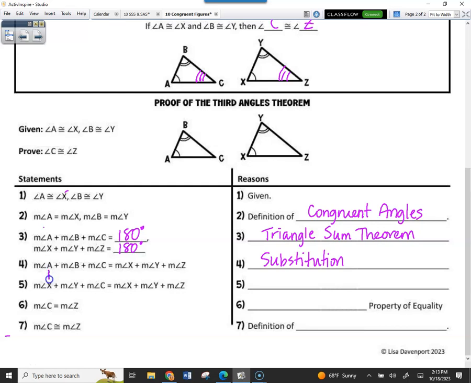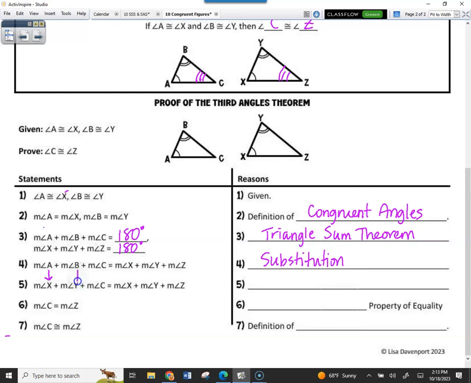A became what? What did A become? What letter? Aaron. What changed right here? A became X.